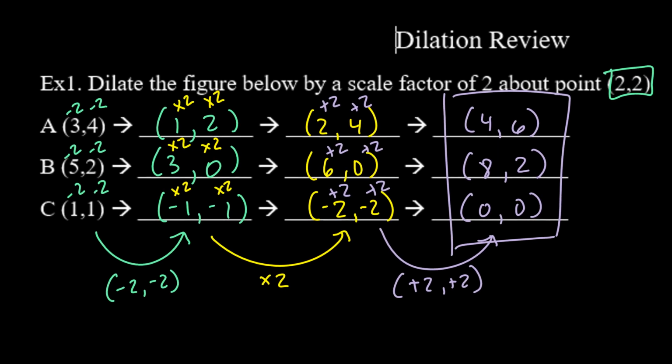So all we did here, you always subtract the point of dilation from your points, then multiply your scale factor, then add the point of dilation back to your points. Done.